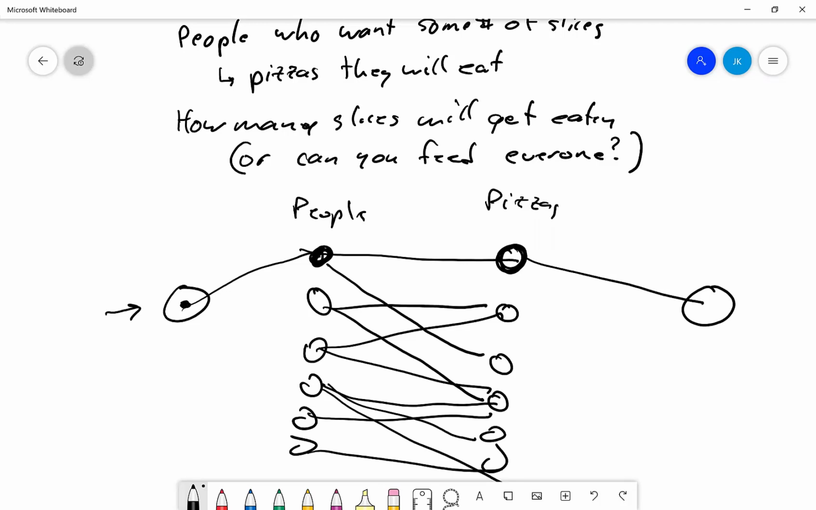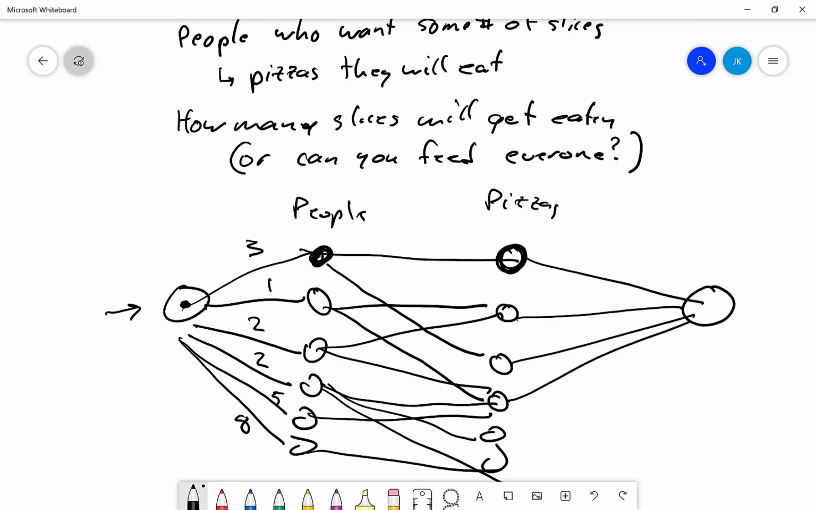Okay, so there's only an edge between a person and a pizza if the person is willing to eat that pizza. And then from your source, you have the maximum number of pieces that each person wants. So maybe this person wants 3, this one wants 1, these want 2, this person is starving and wants 5, this person is really hungry and wants 8 pieces of pizza. Okay, so you have some number of pieces that they want, and then you have the pizzas themselves, and there's probably a limit on how many slices are in each one. So you can't have more than 8 of any one of those, right?